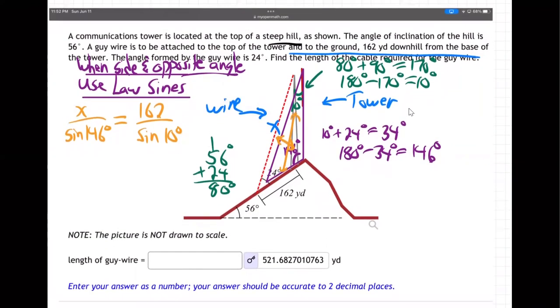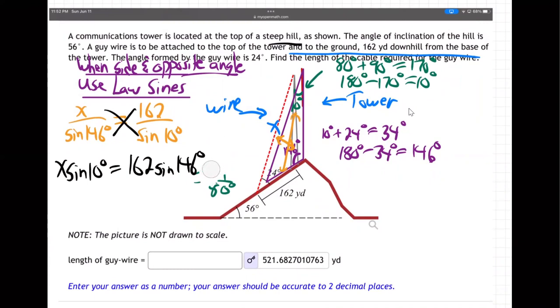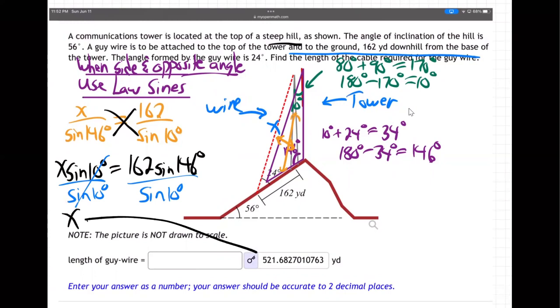So now I'm going to solve this by cross multiplying diagonally. And so I've got x sine of 10 degrees is 162 sine of 146. And I can solve for x. Just divide by the sine of 10 degrees. Boom. Hit the buttons on your calculator and you will get that answer right there. So there it is.